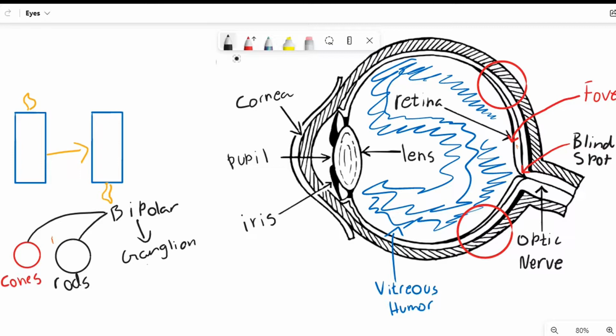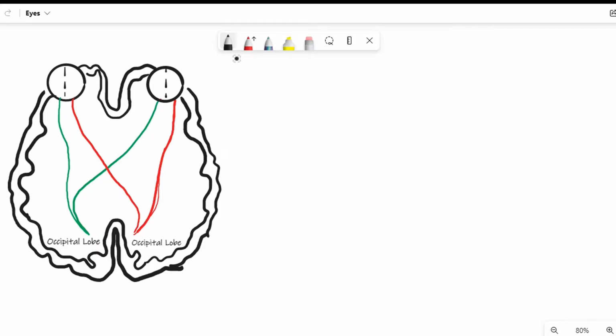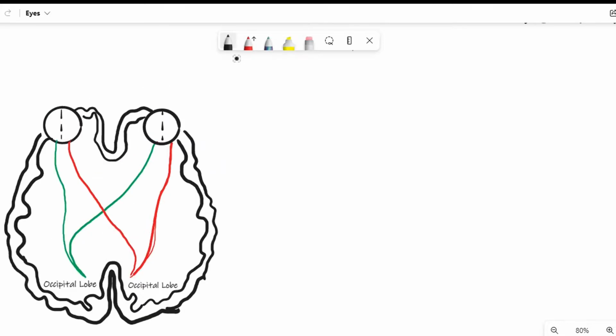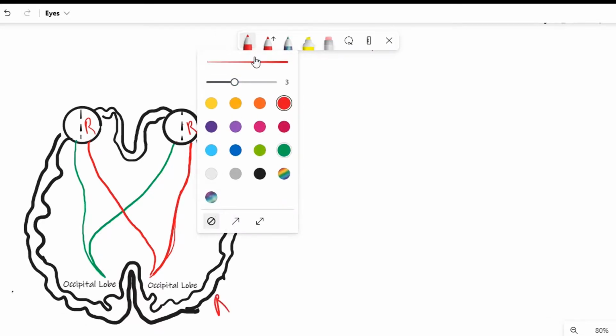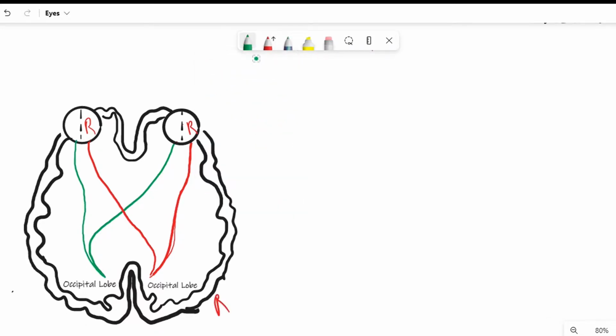So now that the information has been transformed into an electrical signal that can travel down your optic nerve into your brain, let's see what happens after the information enters your optic nerve. Once your information enters your optic nerve, it goes straight to the occipital lobe. But this is where things can get kind of confusing. The right side of each retina sends information to the right occipital lobe, and information from the left parts of your retinas goes to the left occipital lobe.